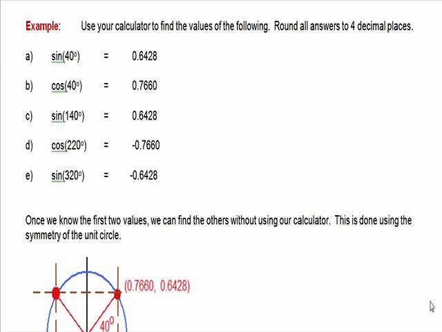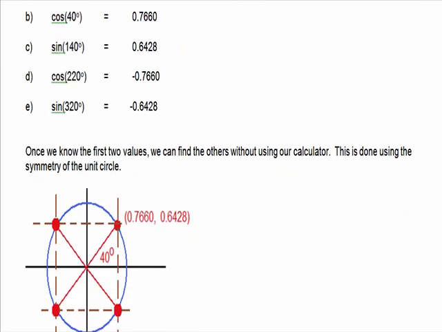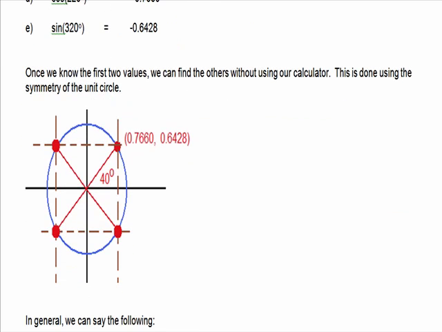And I noticed something. No matter which of these values I happen to do, I get either 0.6428 or 0.7660, positive or negative. And that's the point that I want to make: all the sines seem to come out to be 0.6428, either positive or negative, and all the cosines seem to come out 0.7660, either positive or negative. Well, that's really because of the symmetry on the graph.